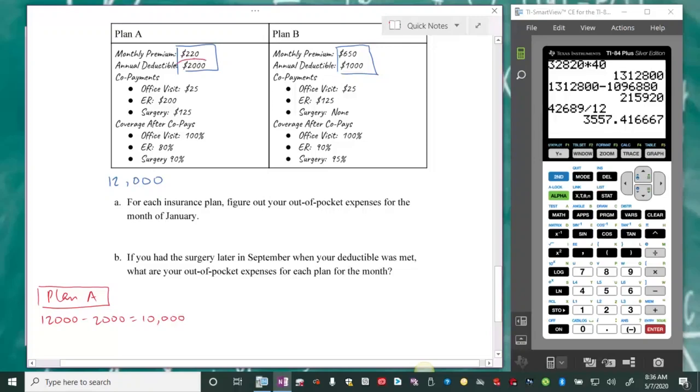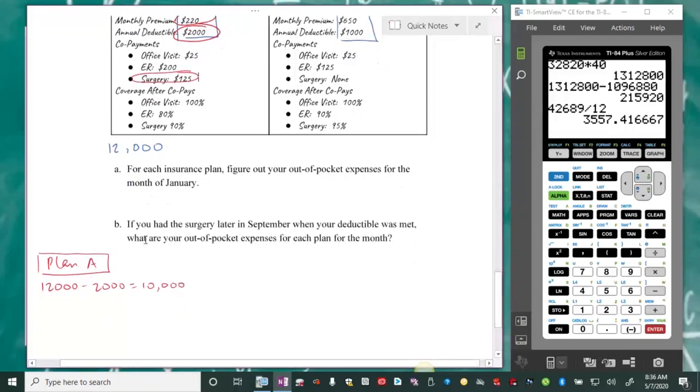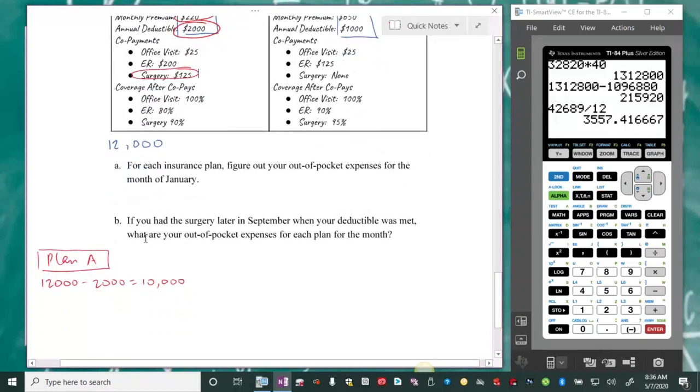So I'm on the hook for the $2,000, and that's on top of the $220 that we're paying for the monthly premium. This was not an office visit, but this was surgery. So I have a $125 copay. So I also want to subtract that $125 copay.